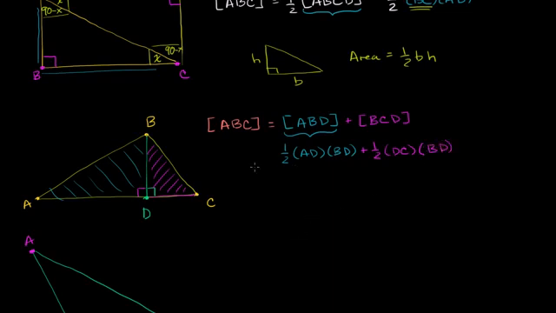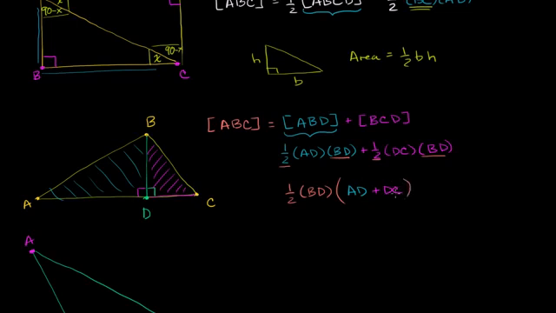Now, you can factor out a 1/2. We can factor out a 1/2 BD from both of these terms. 1/2 BD times AD, we're left with AD plus DC. Let me close the parentheses.